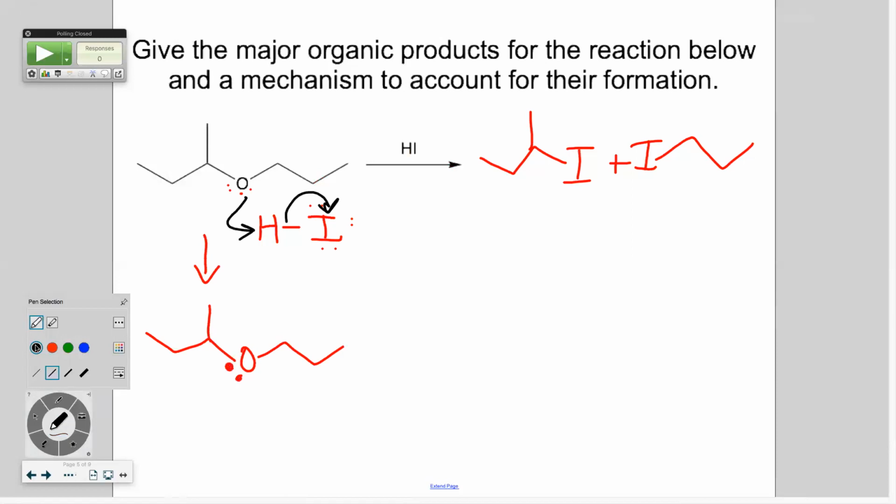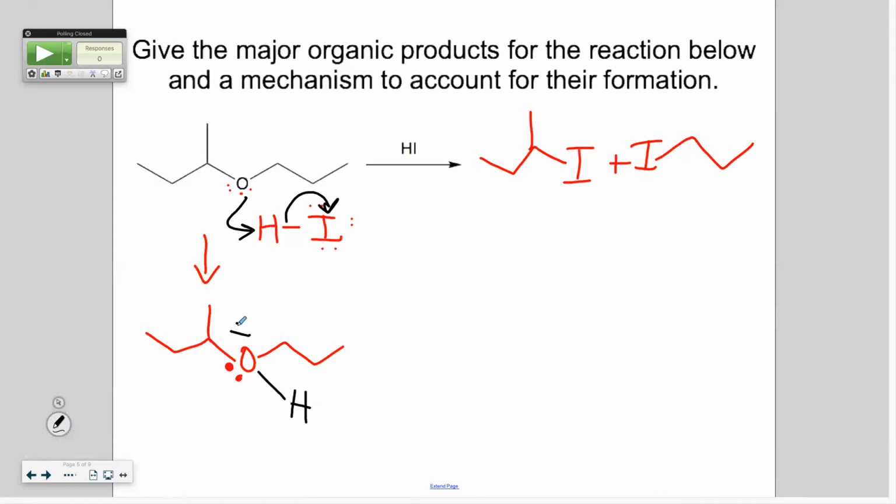So what did we do, though? That O is now bonded to an H, right? And what else? And it's positive. And then what happened to the I? It has how many lone pairs now?